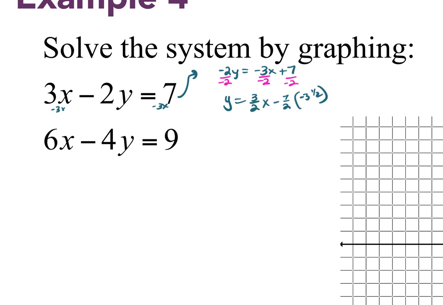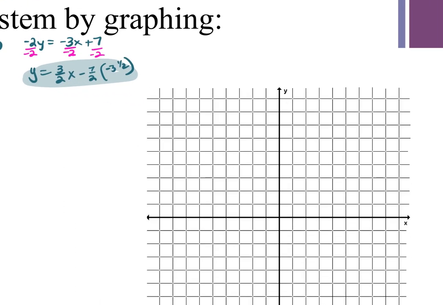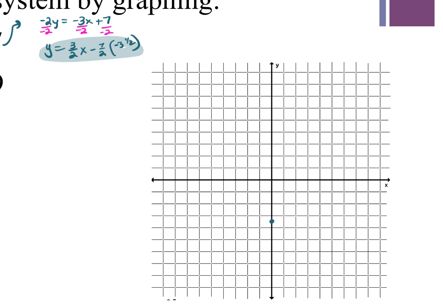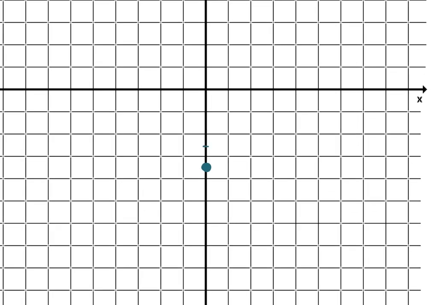That's going to be the first one I graph. So I go to negative 3 1/2. I plot a point because that's my y-intercept. And then I count up 3 and to the right 2. So 1, 2, 3, to the right 2. Or I could count down 1, 2, 3 and to the left 2. It doesn't matter which direction you go in.